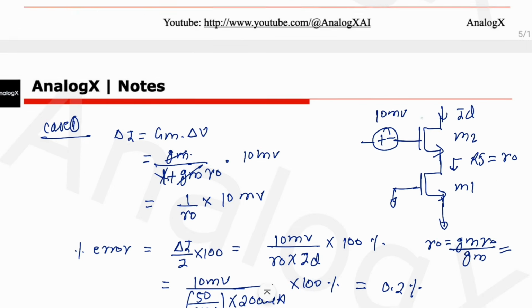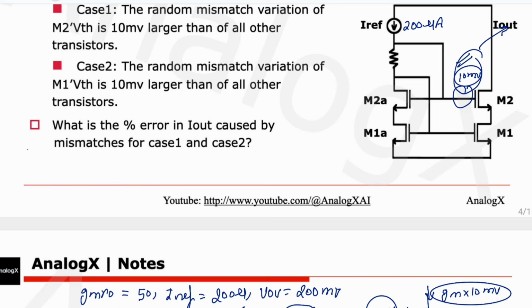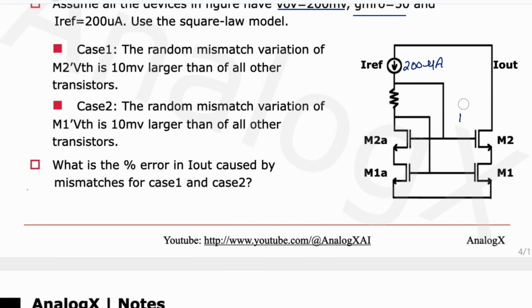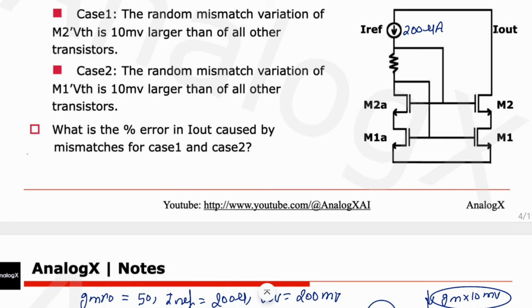So due to mismatch in Vth in this transistor there is a percentage error of 10%, and due to Vth error in M2 there is a percentage error of 0.2%. Because of this source degeneration there is a high output resistance if you look from M2. That's why there is less change in I out because of M2 Vth.